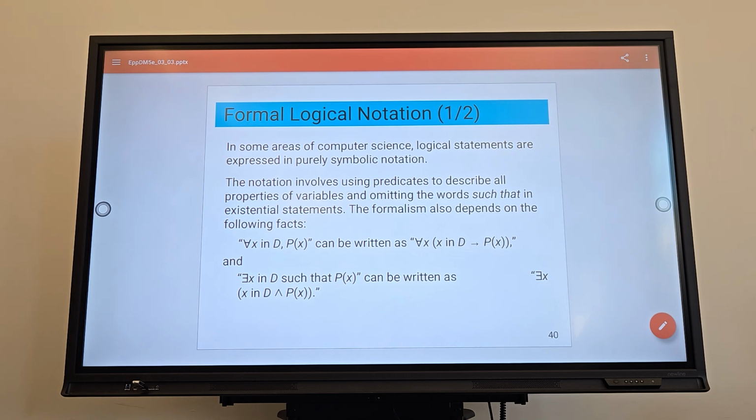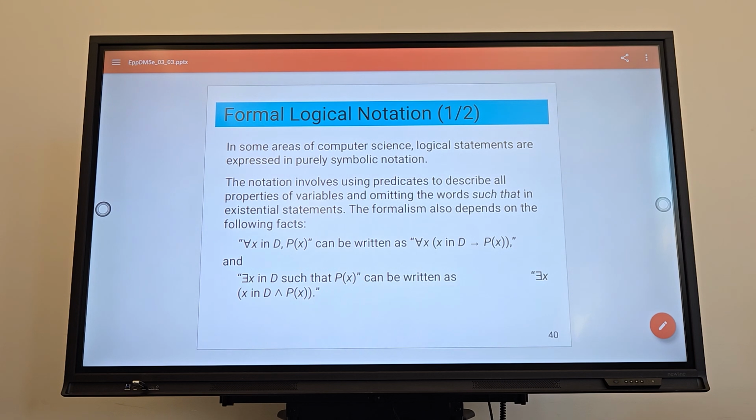Formal logical notation. In some areas of computer science, logical statements are expressed in purely symbolic notation. This is pretty much true. The notation involves predicates to describe all properties of variables and omitting words such as "that" in existential statements. The formalism also depends on the following facts.